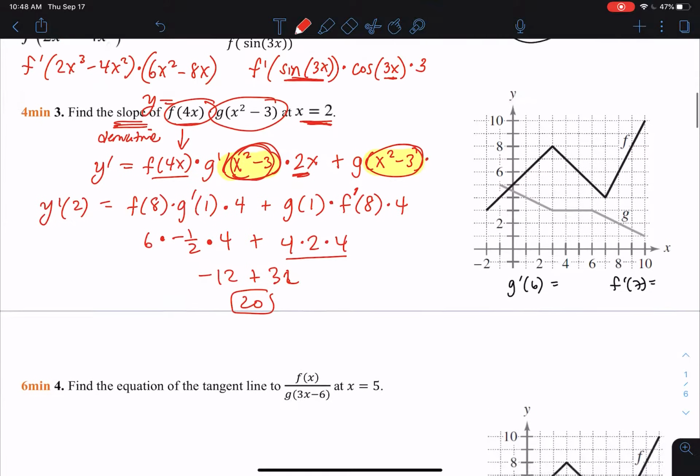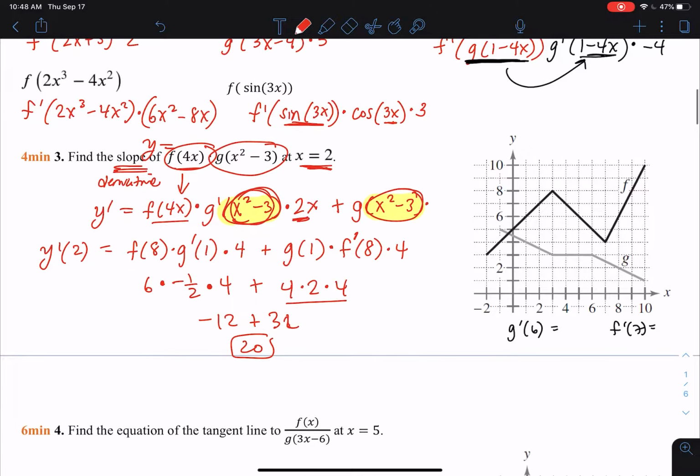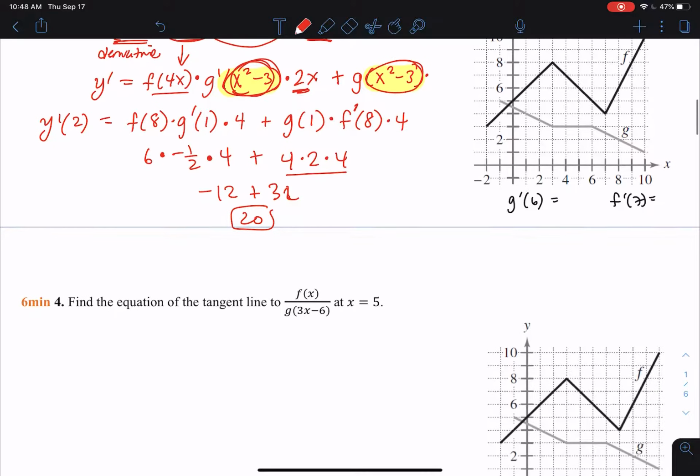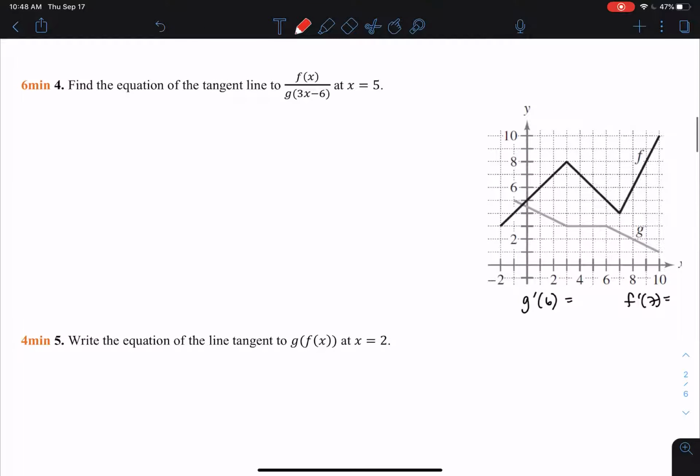We left off doing this product rule problem up here that involved two chain rules, right? When I took the derivative of f of 4x, that involved a chain. And when I took the derivative of g of x squared minus 8, that involved a chain as well. We then used the graph to answer our questions. So what I want to do before we move on to the next problem is talk about these cases.